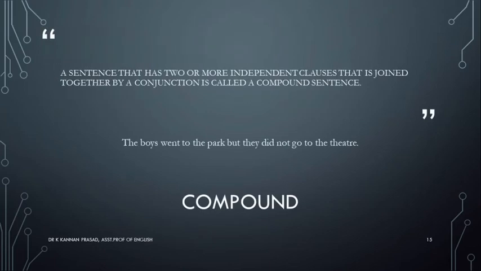Such a sentence which has two or more independent clauses that are joined together by a conjunction is called a compound sentence. Let me repeat again. A sentence that has two or more independent clauses that is joined together by a conjunction is called a compound sentence.